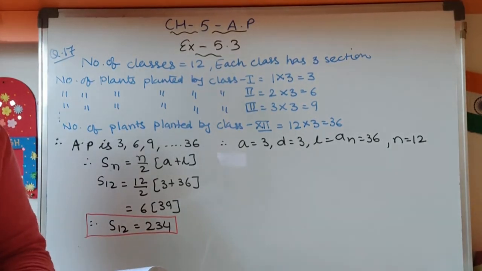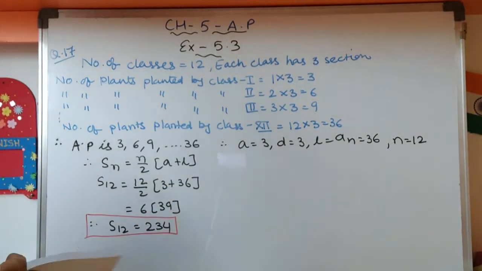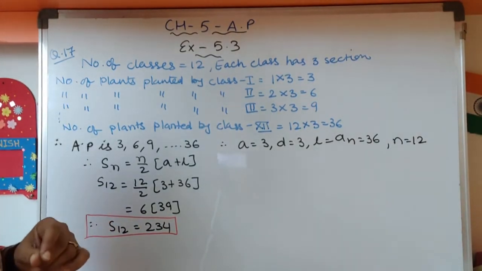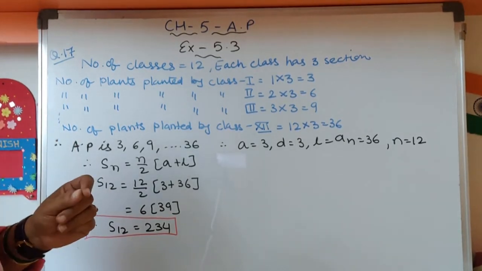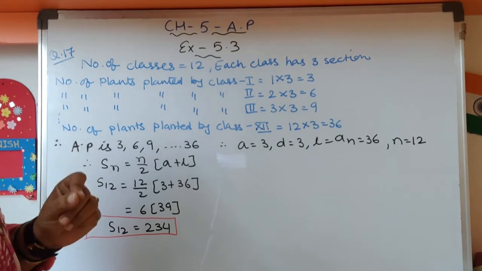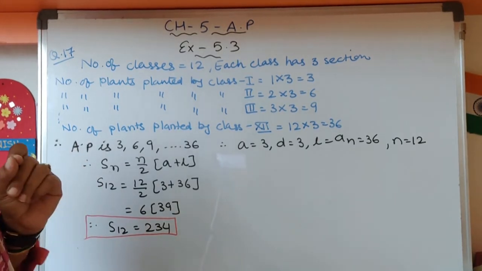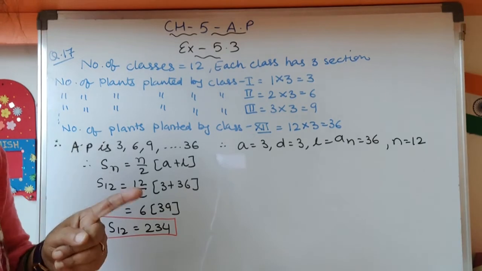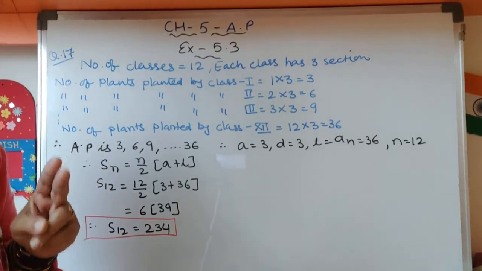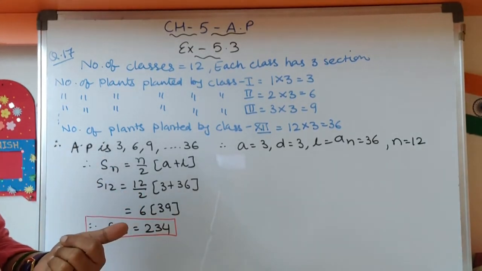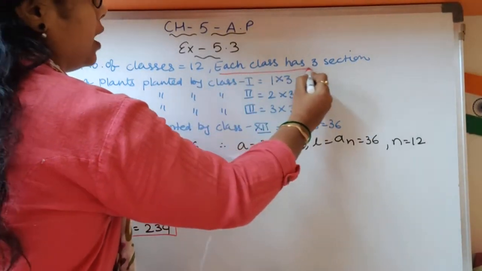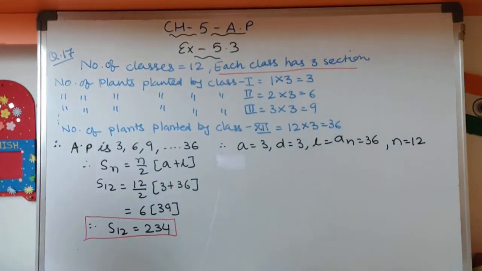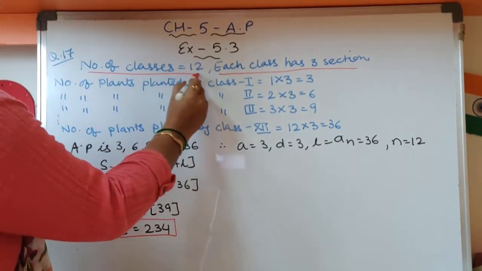It means here in this question it is given that in total the school has 12 classes, from 1 to 12. Each class has 3 divisions, and each one has to plant according to their class number. It means the class 1 section will plant one tree, the class 12 section will plant 12 trees, right. So in each class there are 3 sections. So here the number of classes is total 12.